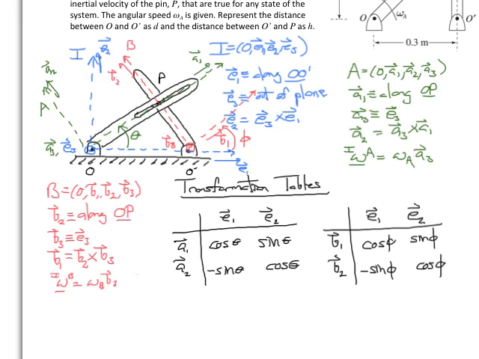Now in this problem, we're interested in the velocity of point P as well as the angular speed of this bar B. And so the strategy that we're going to use is to find the velocity of point P with respect to point O, an inertially fixed point, and set that equal to the velocity of point P with respect to O prime, which is also an inertially fixed point. And so if we're making those observations from an inertially fixed point, they should be equal with each other.